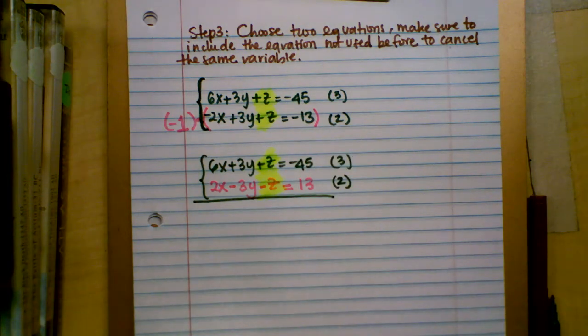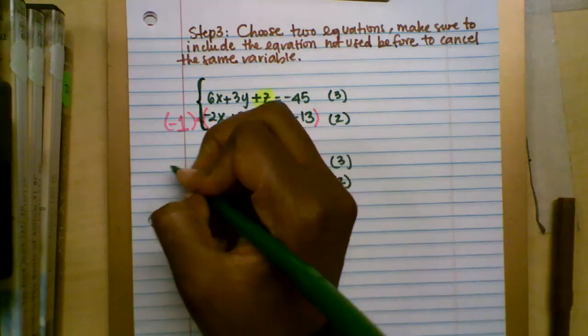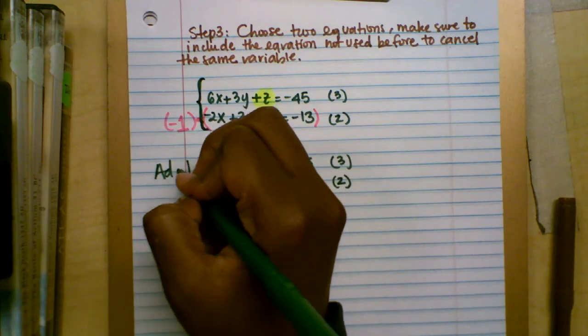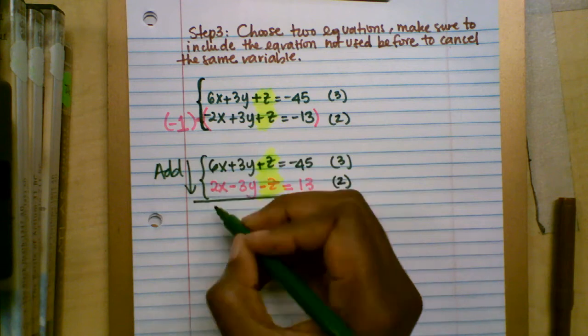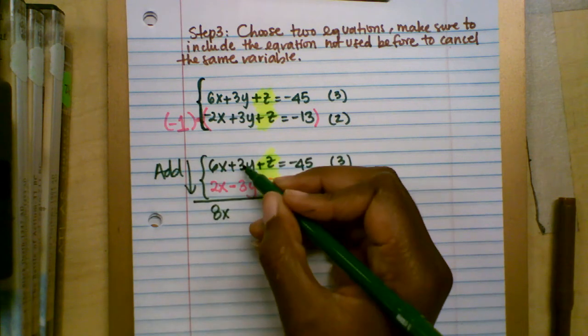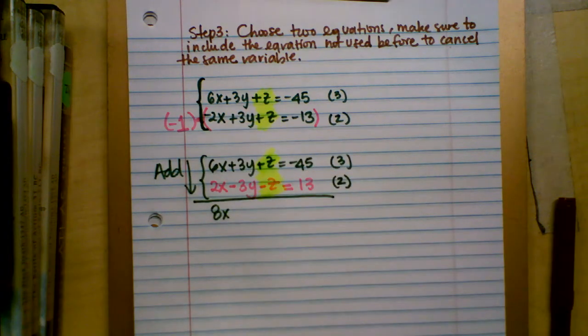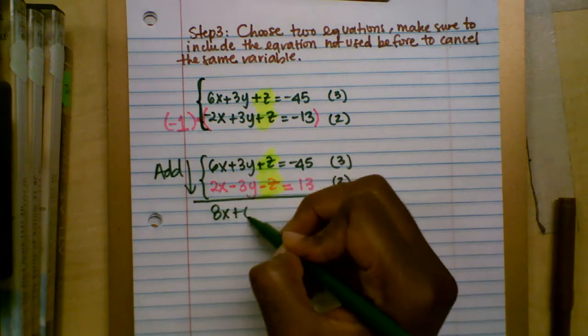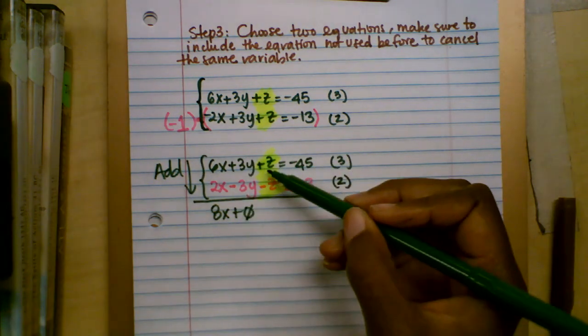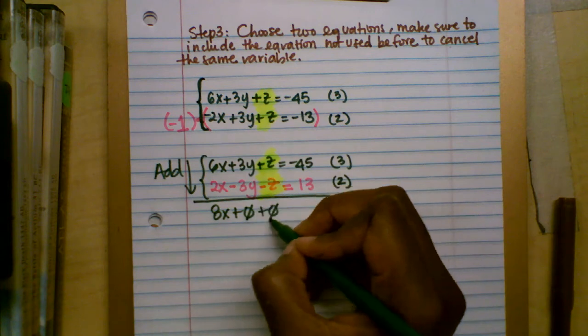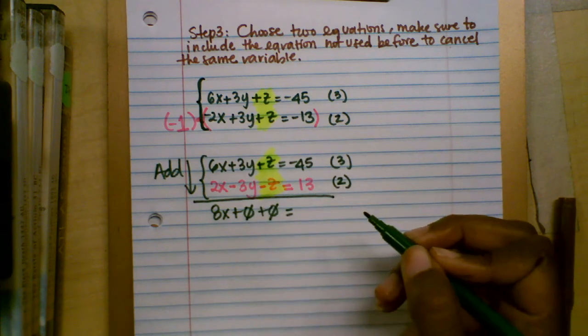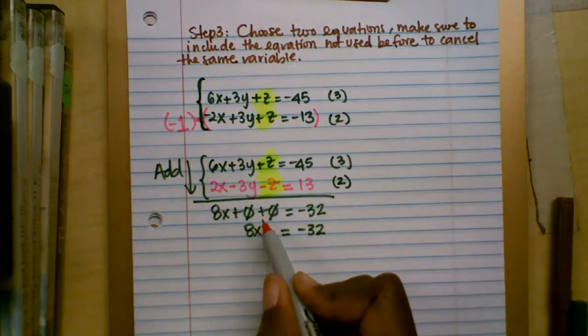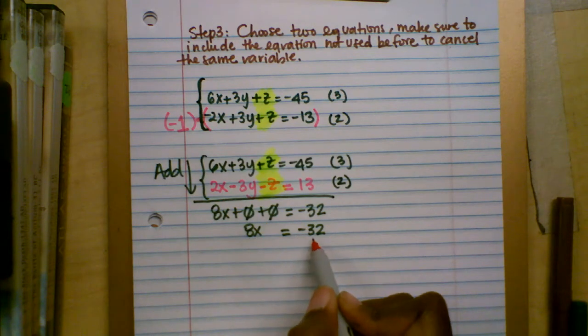And the new equation is going to be, so make sure you add vertically. 6 plus 2x adds up to 8x. 3y minus 3y cancels out to 0. And now we have positive z minus z, also 0. So we are left with 8x equal to negative 32.